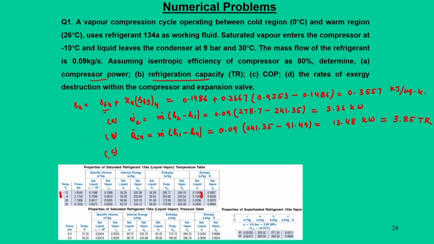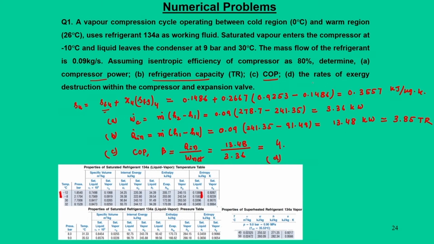third one COP, beta is equal to Q in by W net, that is equal to 13.48 divided by 3.36. So, this value is close to 4.